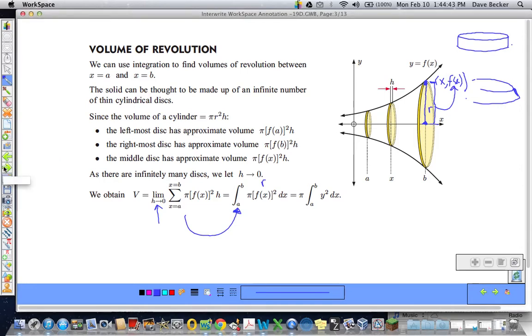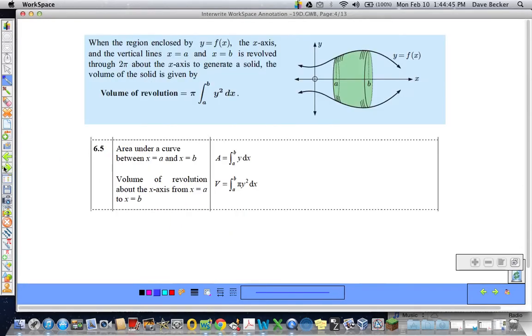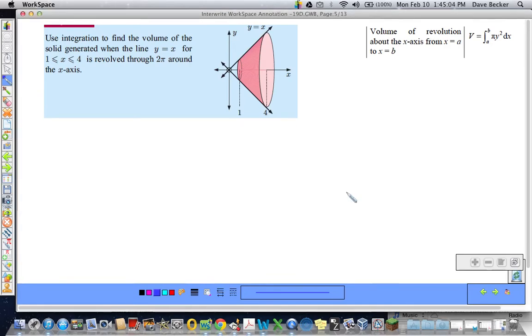Okay. So the upshot is I can find the volume of a solid rotated about the x-axis by taking the integral from a to b of pi times y squared. Now, here in the book, they factored out the pi, but on your formula sheet, they didn't. No big deal. Okay, so let's try an example. It's really, really not hard once you understand how we use the formula.